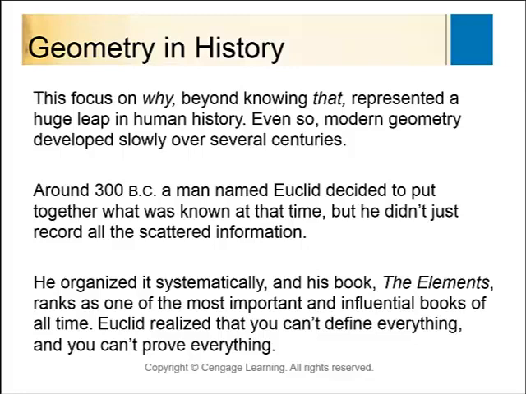So we wanted to carry on with this, and we wanted to figure out why this is happening. We wanted to prove that it was happening. So Euclid, about 300 BC, wrote The Elements. It is a book that we still study in mathematics and advanced geometry today. Even still, he realized in this that you can't define everything and you can't prove everything.